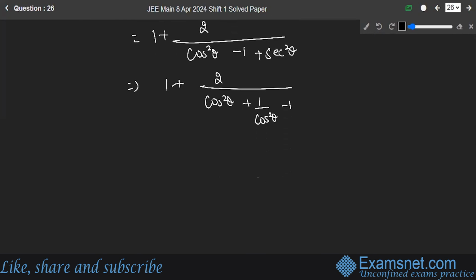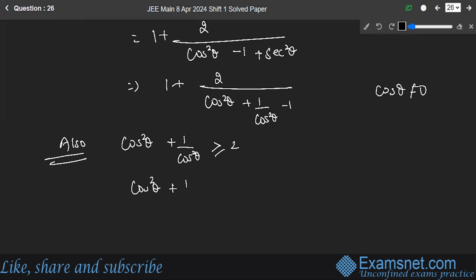So that means you can't have cos theta equal to 0. Cos theta cannot be equal to 0. Also, you know one thing, that cos square theta plus 1 upon cos square theta is always greater than or equal to 2, right? So if I subtract 1 from it, it will be greater than or equal to 1. So this will have the range starting from 1 to infinity, right?